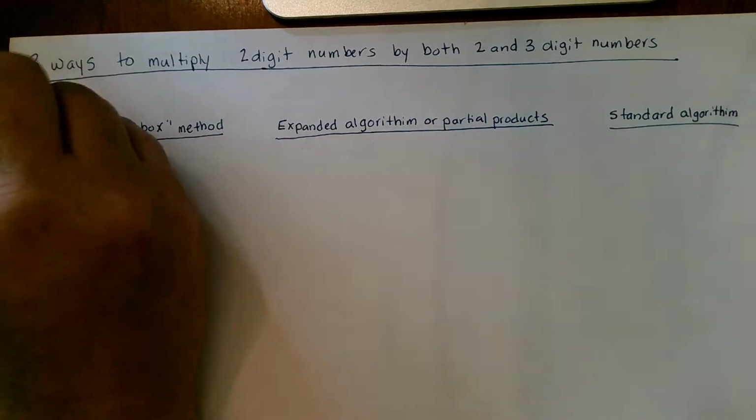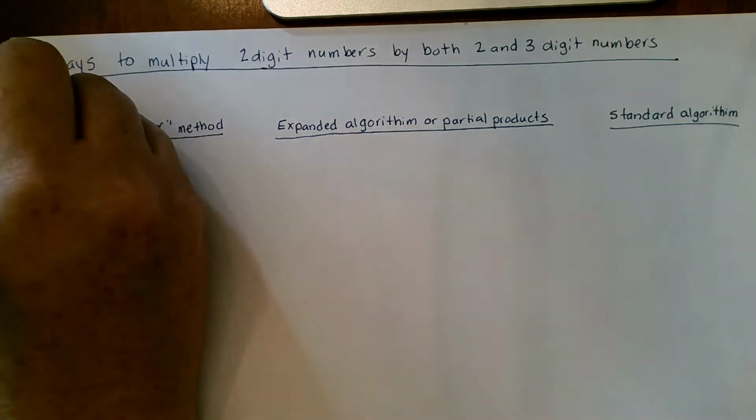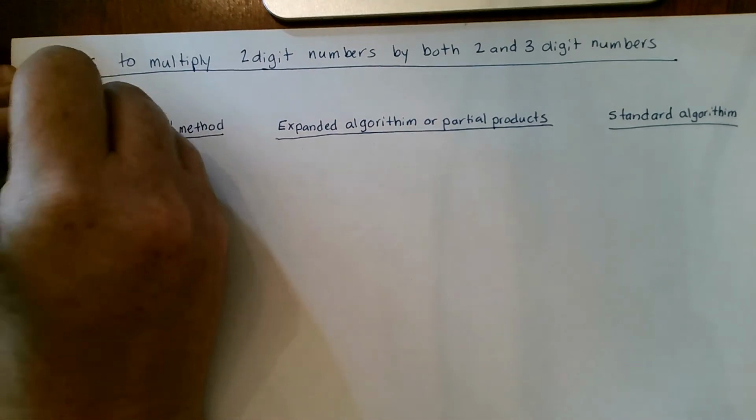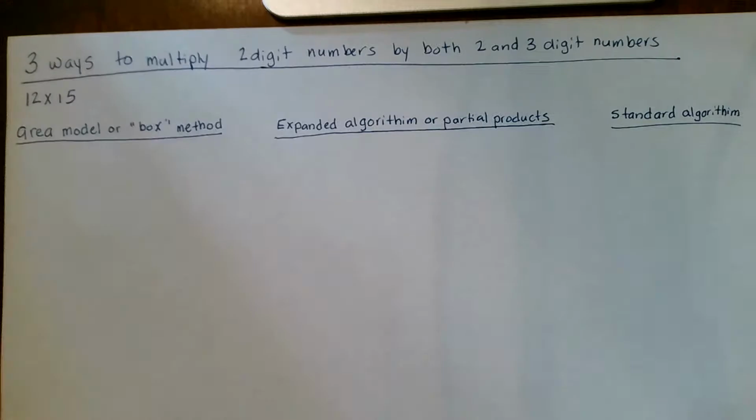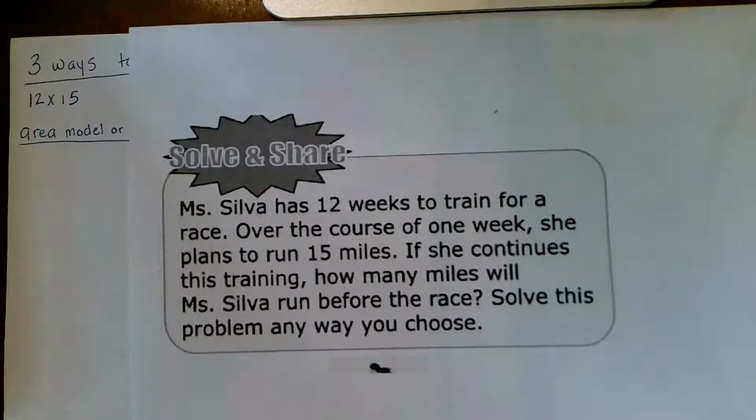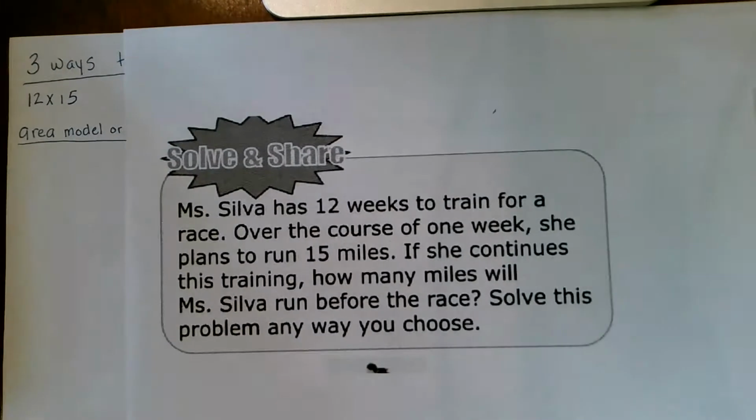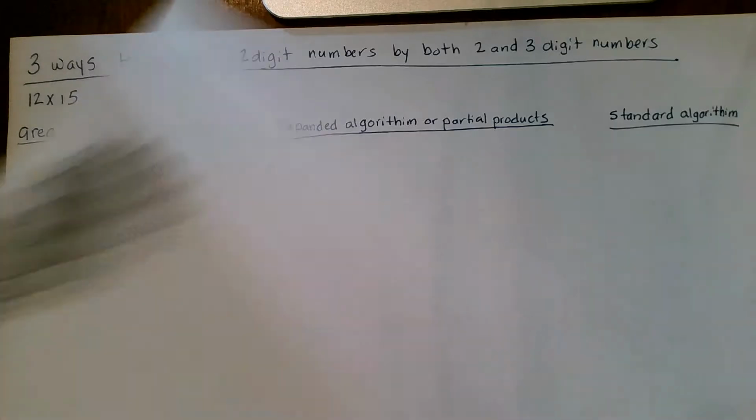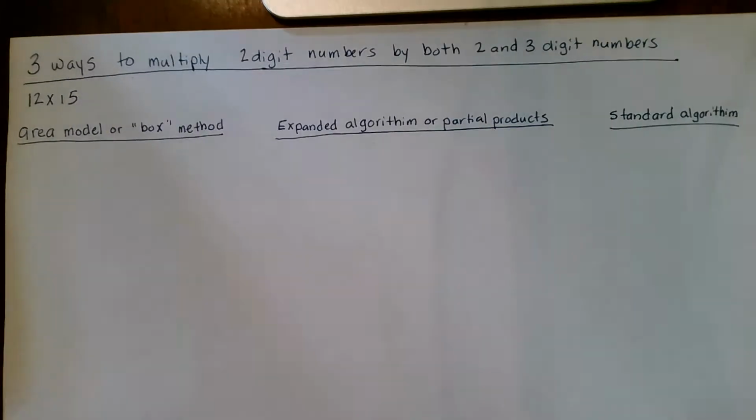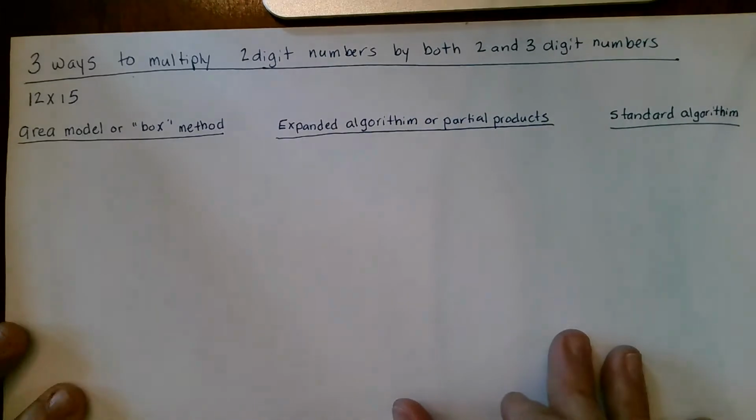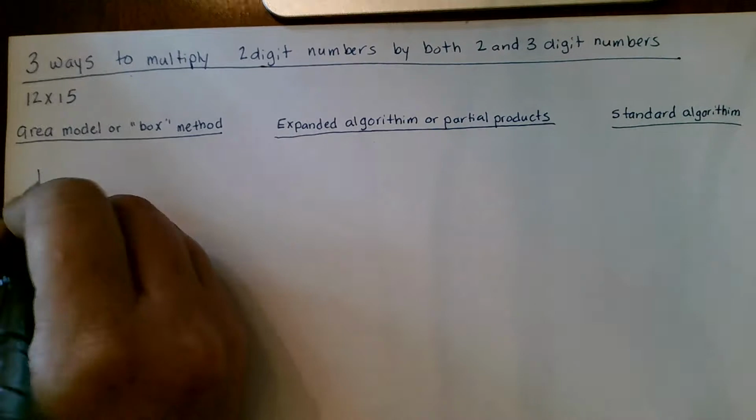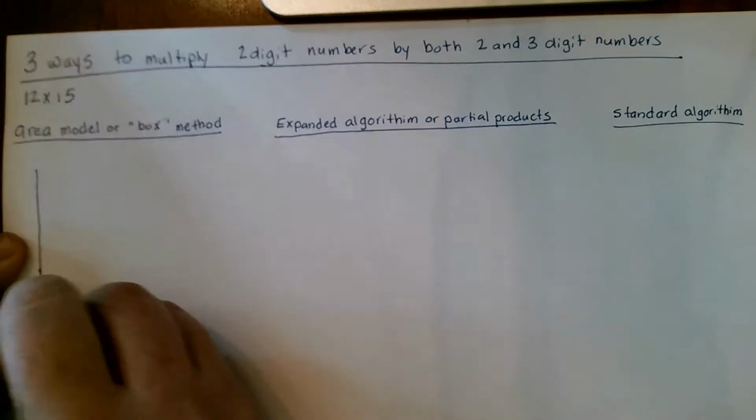So let's start with a 2-digit number. So we're going to start, or 2-digit by 2-digit. So we're going to start with 12 times 15. And most of the time, the students are going to see these in word problems. So it'll be something like this word problem right here that would then have that as their number sentence or expression. So with the area model, we're going to start by drawing a box, hence why it says box method.